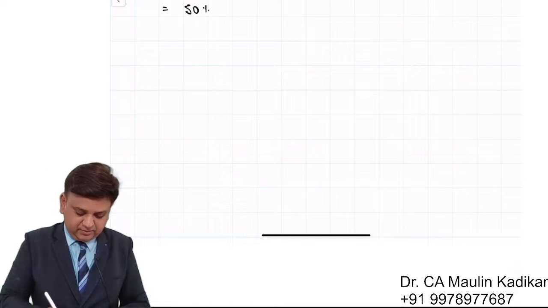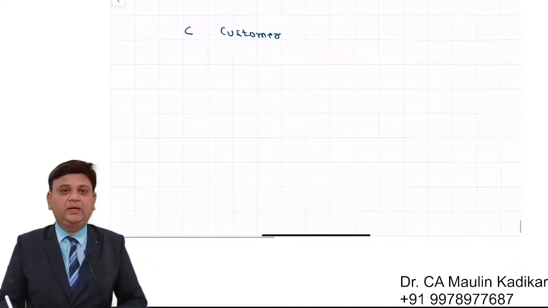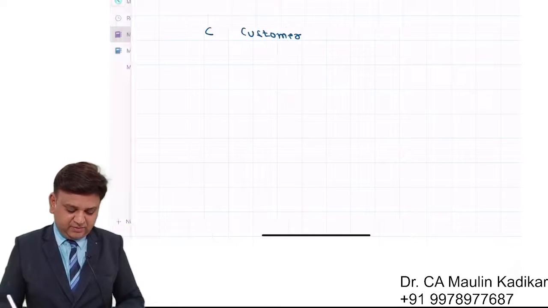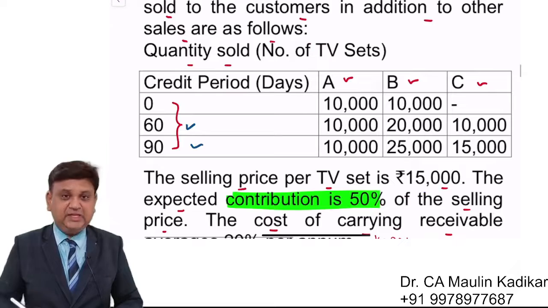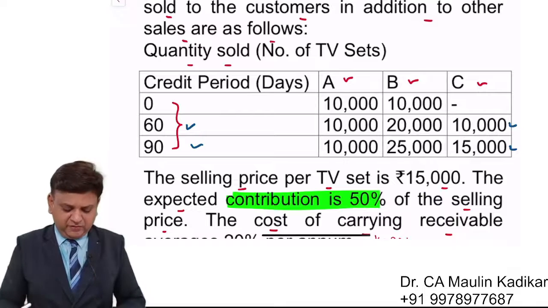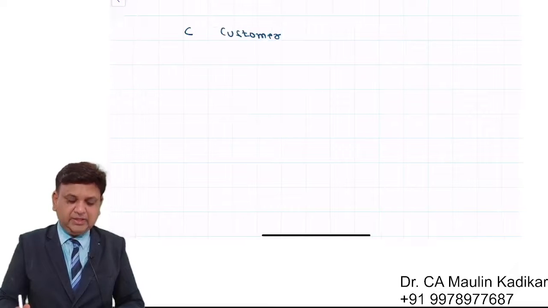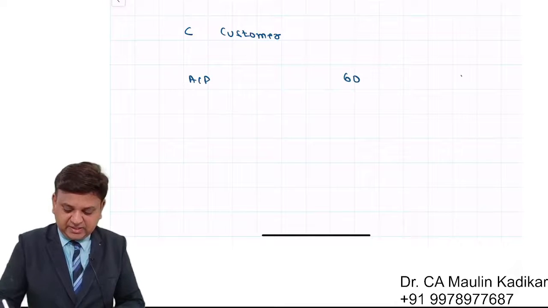Now heading to customer C. In case of customer C, we have been provided with the option of two credit periods, 60 and 90. Because customer C has decided not to buy anything from us if we do not offer a credit period of at least 60 days. So the average collection period is 60 days and 90 days.